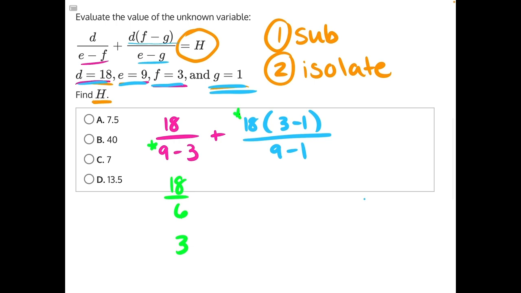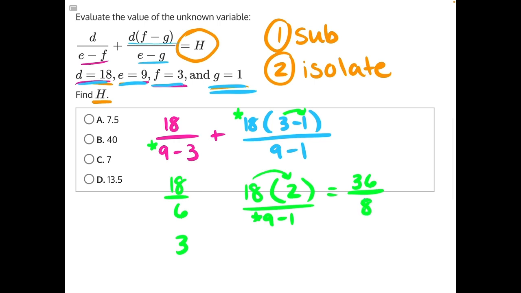Now moving on to the numerator on this side, we have in our parentheses first, following PEMDAS order, 3 minus 1, with 18 still on the outside. 3 minus 1 is 2. Then doing multiplication next, we have 18 times 2, which will give us 36, over 9 minus 1, which will give us 8. So altogether, in the end, we have 3 plus 36 over 8 is equal to h.